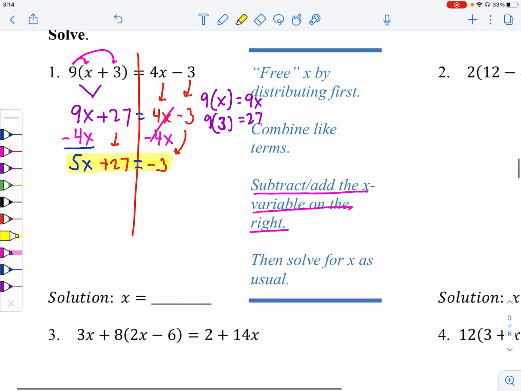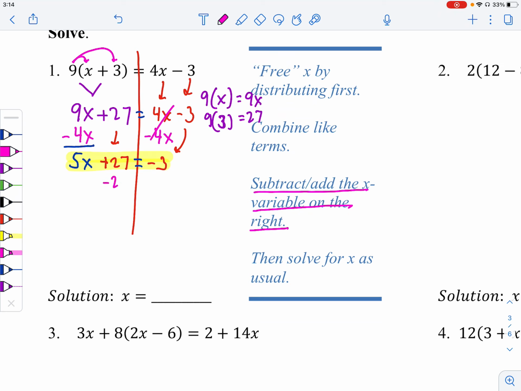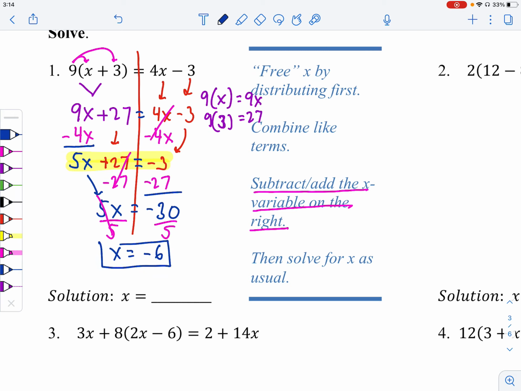We know how to solve these. Right, get rid of our 27 friends first. So we get 5x equals negative 3 minus 27. It's negative 30. Then we're going to detach from 5 by dividing. Right, detach from your partner. You have to divide by that number. So we have x is equal to negative 30 divided by 5, negative 6. And that's our solution, negative 6.